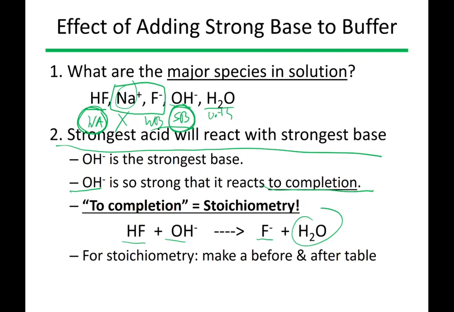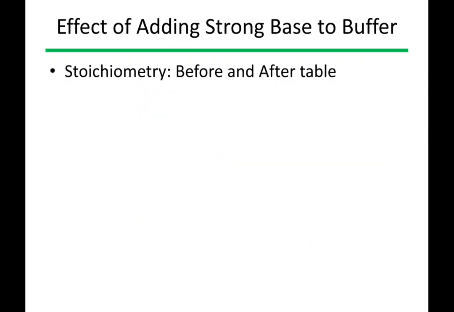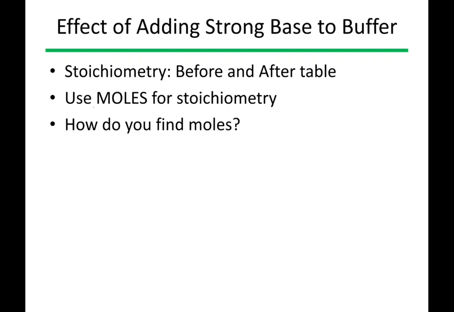For this, we're going to make another type of table. This will be a before and after table. We're going to use this before and after table to find the species in the solution after the strong things react. Since this is a stoichiometry problem, we have to use the moles. Remember, to find the moles, it's going to be the concentration times the volume. So for example, for HF, it's 0.040 liters, because that's 40 milliliters, and the concentration is 1.0 molar, so that's 1.0 moles per liter.